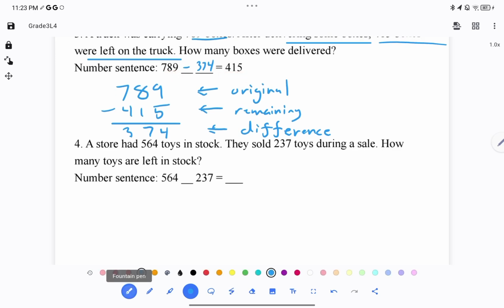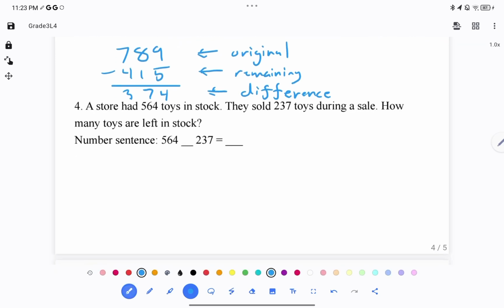Alright, 464 toys in stock. They sold 237 toys during a sale. How many toys are left in stock? I'll leave this up to you, but remember, sold means they no longer have them. And so if they sold toys, then now they're going to have a smaller amount of toys remaining. So that's just a tip.